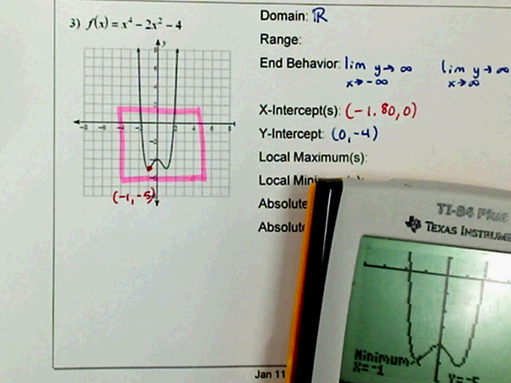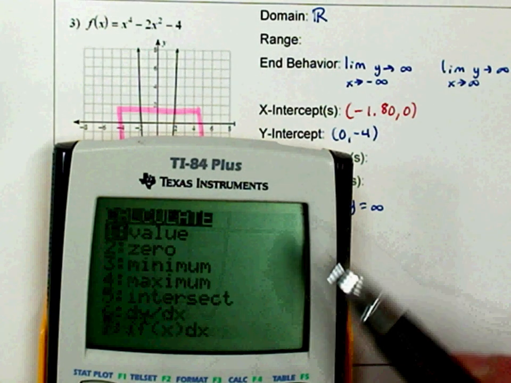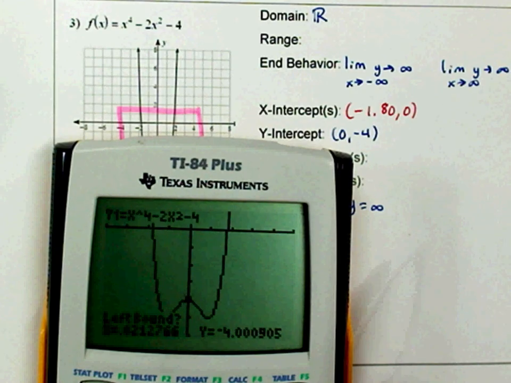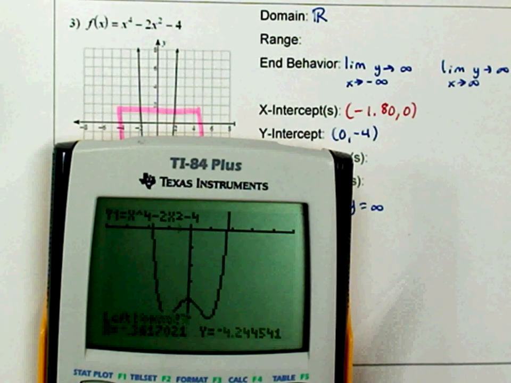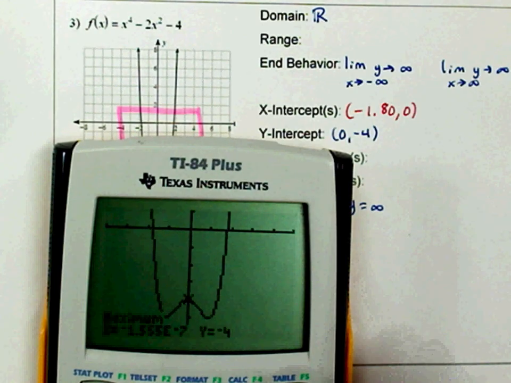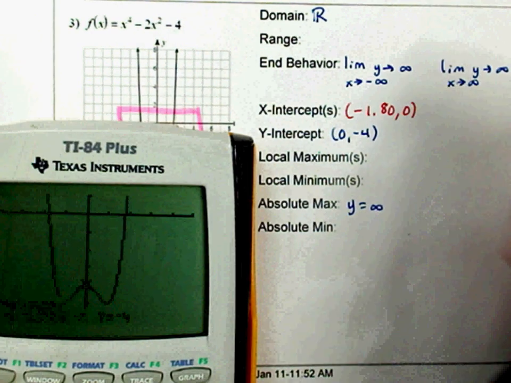Next part. Second calc, we're going to do the maximum. And I'm just going to go in order. See how I'm just going on my slide? Left bound to the left. Maximum, right bound to the right. So my maximum, see there's that E again. So my maximum is 0, -4. And I know that right there is a local. Okay?